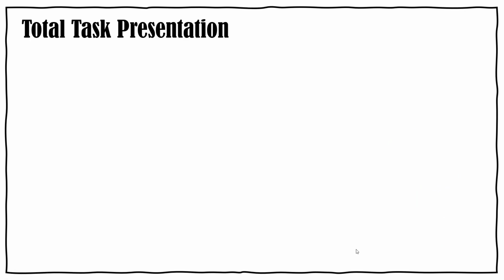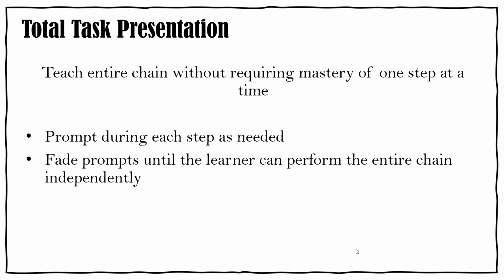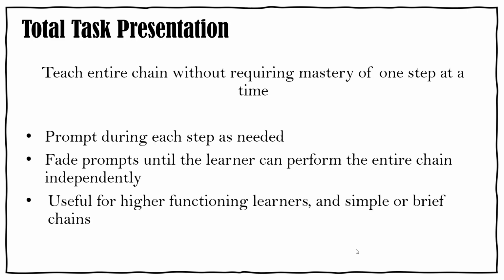The last strategy is what we call total task presentation. This is when you're going to teach the entire chain without requiring mastery of one step at a time. So you basically prompt during each step if the learner needs it, and then you're going to fade the prompts until the learner can perform the entire chain independently. And this is how parents and teachers of typically developing kids often teach these complex behaviors.